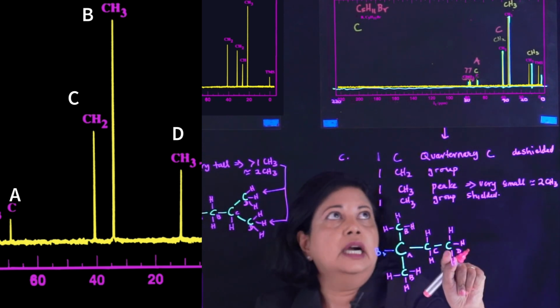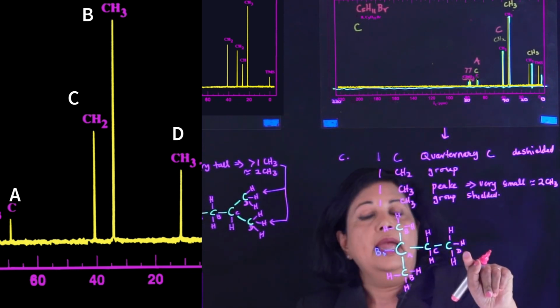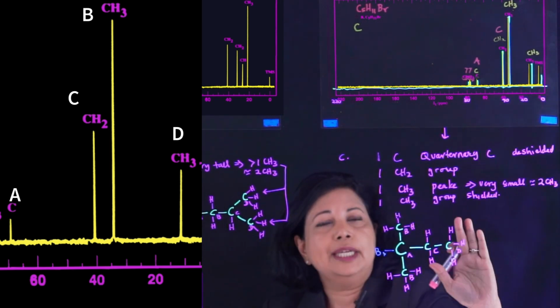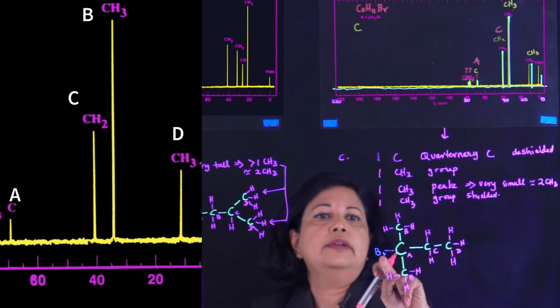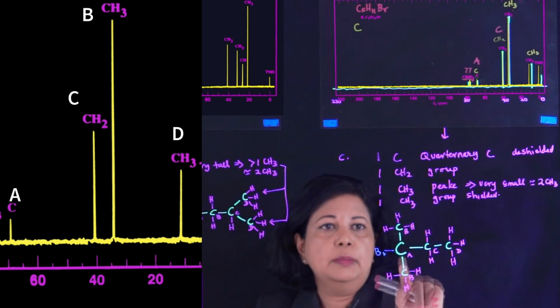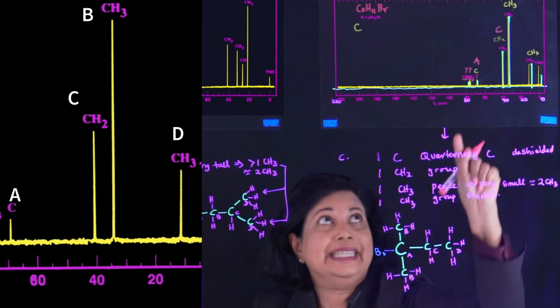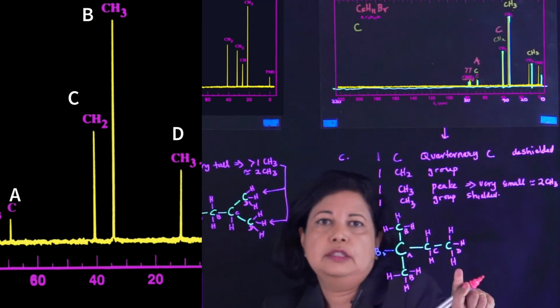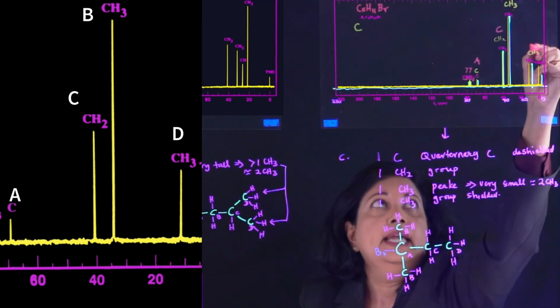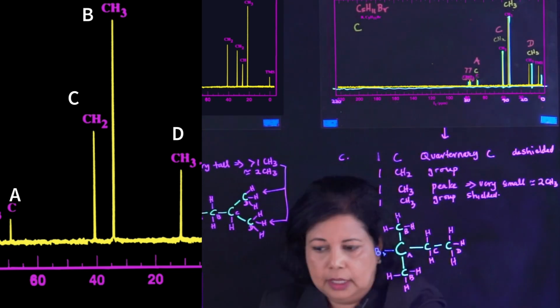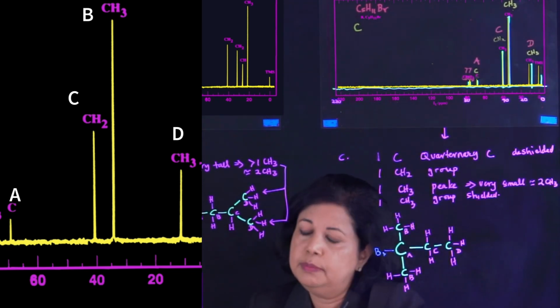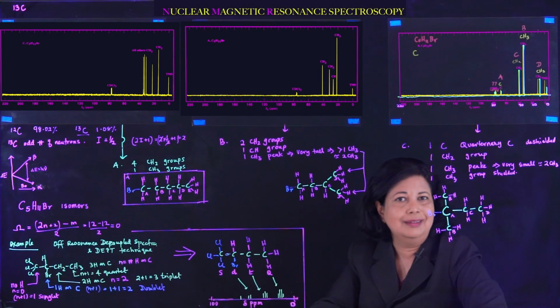Now, D carbon is the methyl group. And you can see why that's the most shielded, because it's 2 carbons away from this bromine, whereas these methyls are only 1 carbon away. Therefore, these methyl groups are more de-shielded than this methyl group. So this is a good way to find out the layout of a molecule just by using 13 carbon NMR.